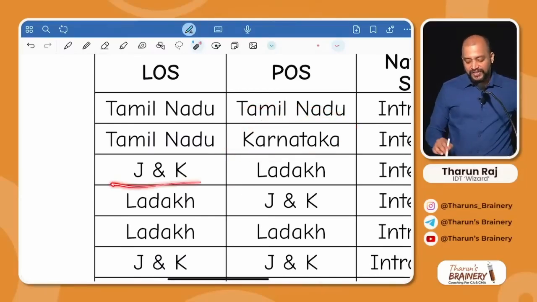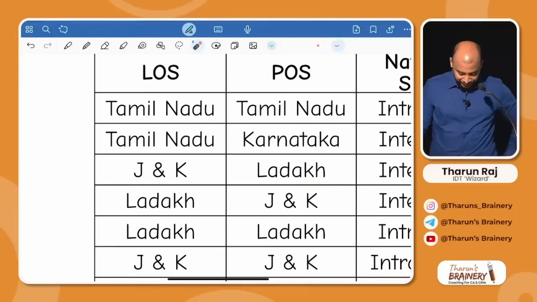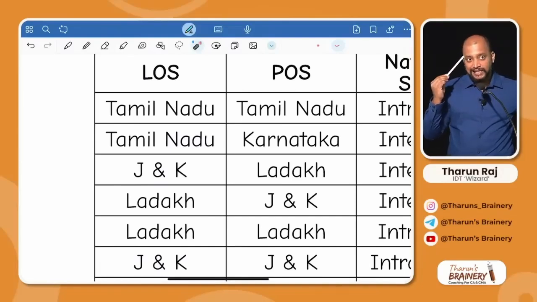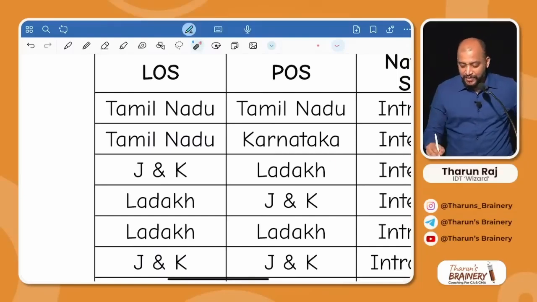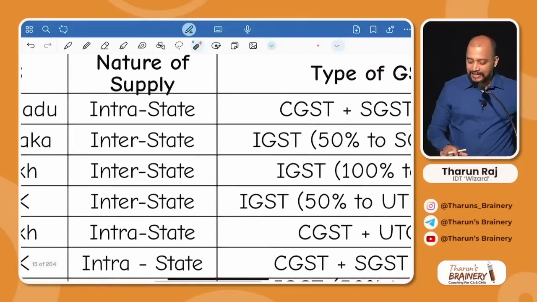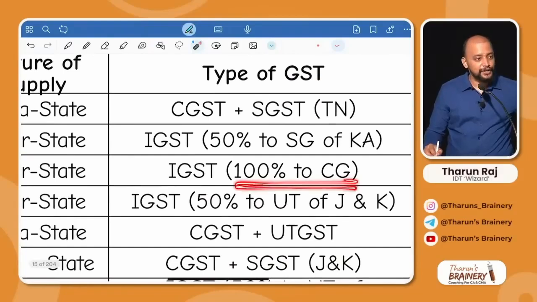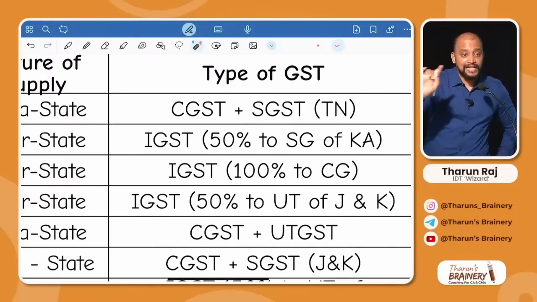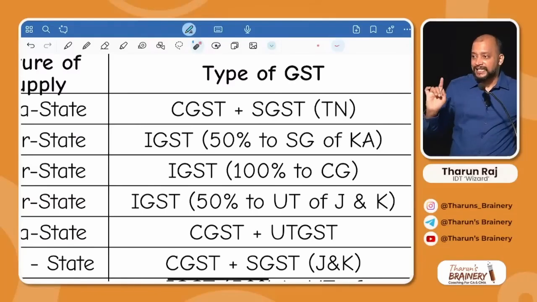Very good. Location of supplier Jammu and Kashmir, place of supply Ladakh. Intra or inter? One union territory to another union territory, so inter. Type of GST? IGST. Good. And will they share 50%? Why not? Because Ladakh is under whose control? So that's why there is no sharing, fully retained by central government. Are you understanding this? Say this, 100% to central government. So remember, be careful. Don't always write 50% to the consuming state. If the place of supply is a union territory without state legislature, then 100% will be retained by the central government.